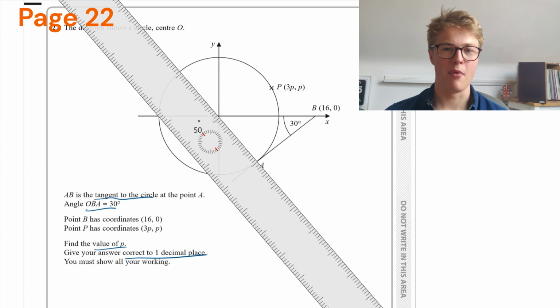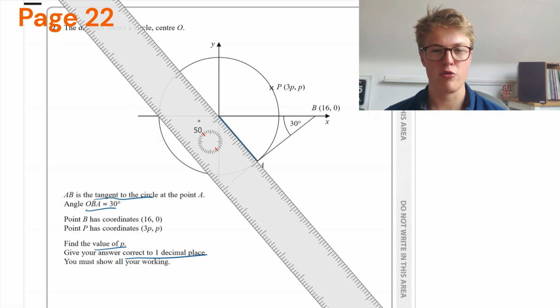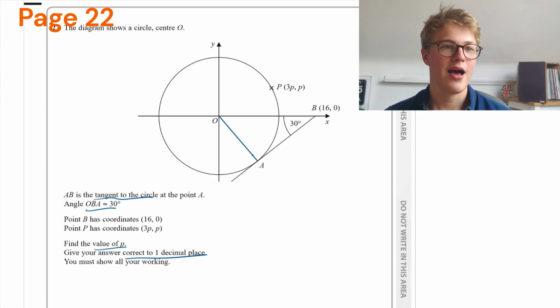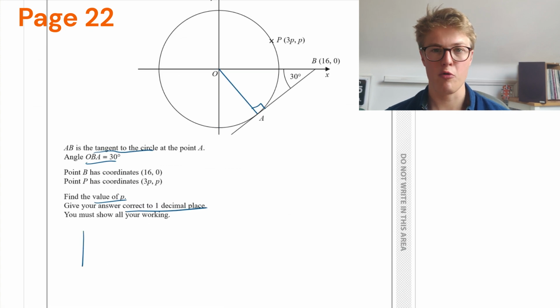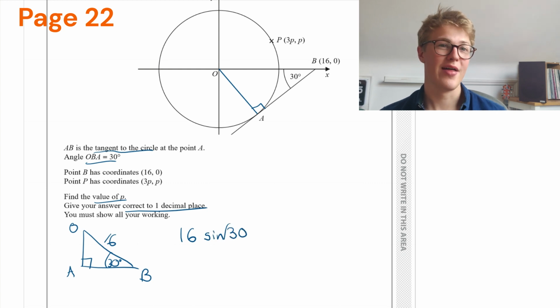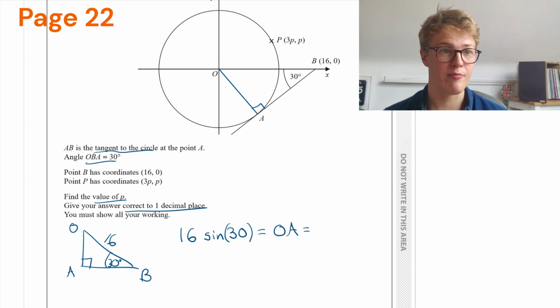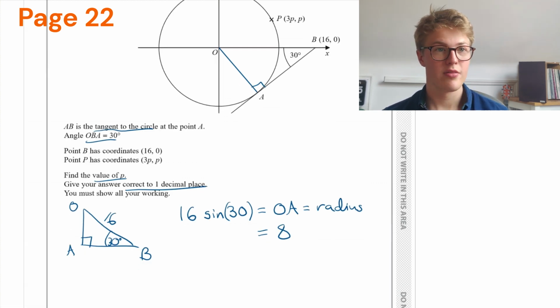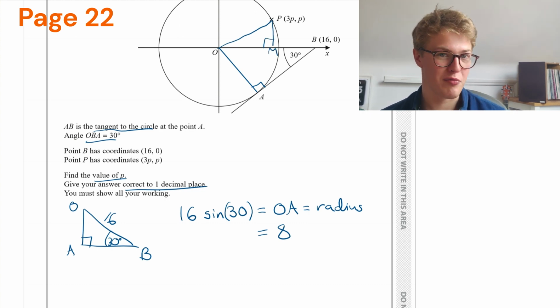So the first thing I did is I marked out the tangent on the diagram using 90 degrees because it's perpendicular, and then had a go at solving for OP. I drew out my diagram, so I have OAB here on the left-hand side, and you can see that the hypotenuse is going to be 16 because we're told that B is at the point (16, 0), and this makes up our hypotenuse on that triangle. 16 sin 30 is going to equal OA, our opposite side, which is the radius. This equals 8, which is also equal to OP because it's also the radius of the circle.